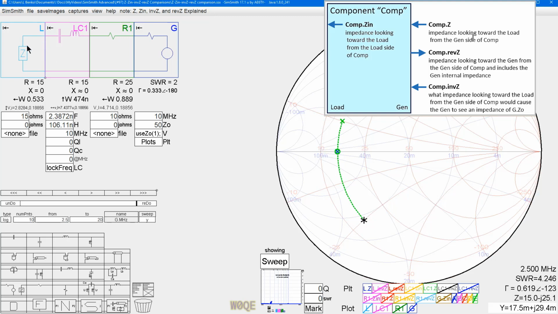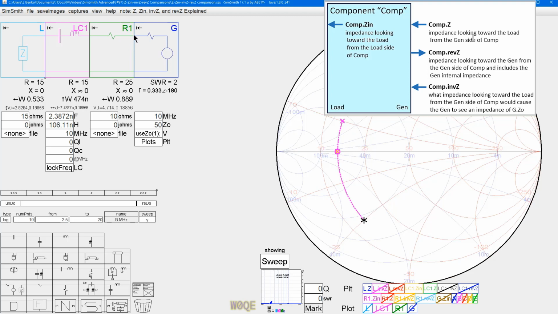L.Z was looking this way. LC1.Zn should be exactly the same as L.Z, and we see it is. Going over here, LC1.Z looking this way is the swept value. And we also have R1.Zn, which is on the left side looking this way. R1.Zn, again, will be the same value.